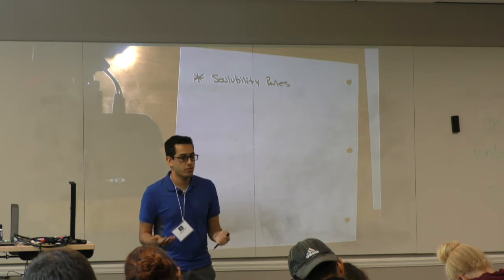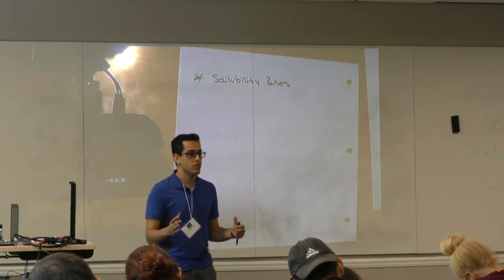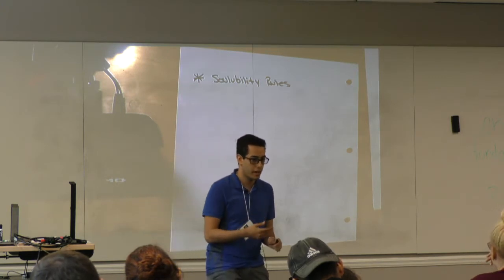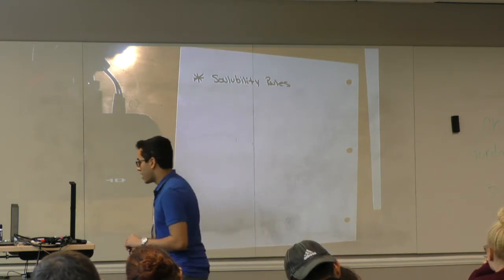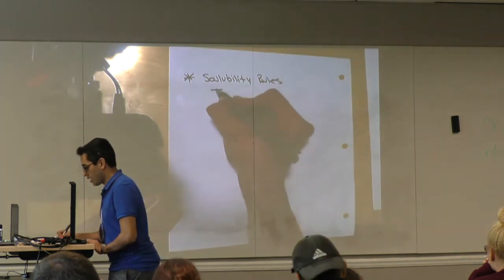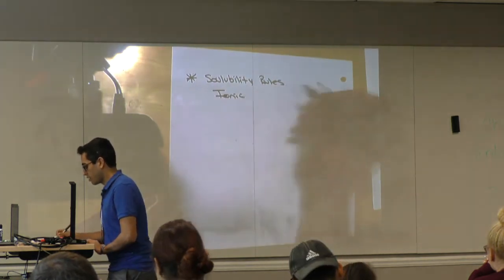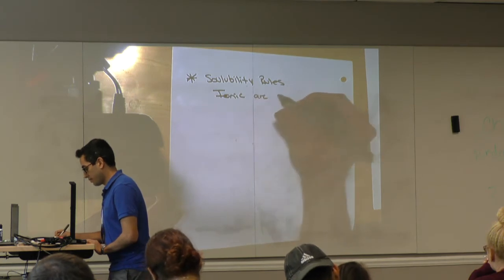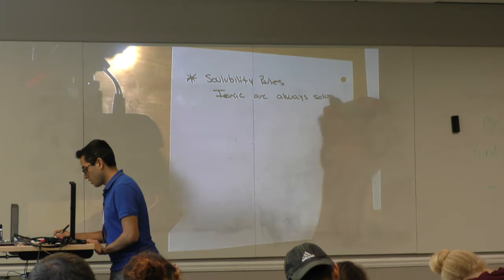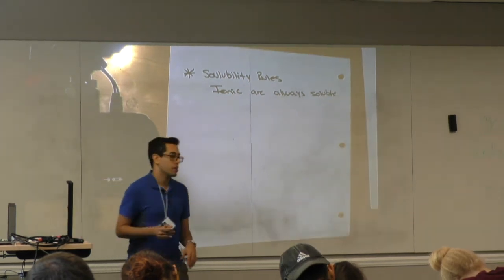And pretty much they're just rules that tell you, okay, these are the trends. If you put this with this, will it be soluble in water or not? I can tell you usually ionics are always soluble. And so what's an ionic? It's a nonmetal with a metal.